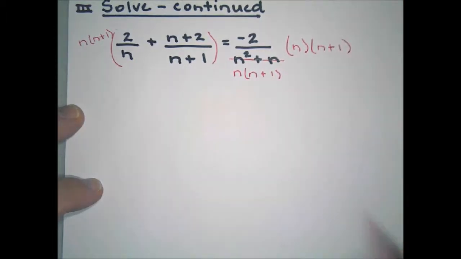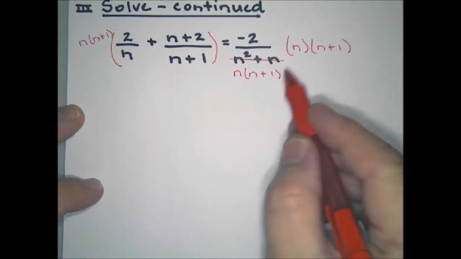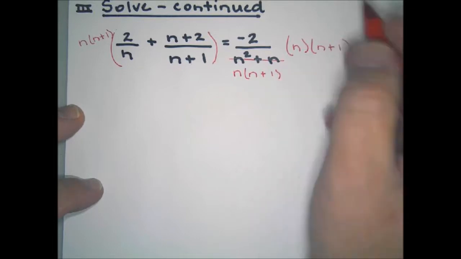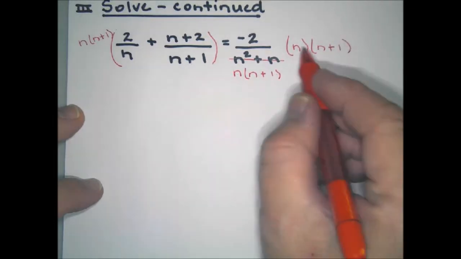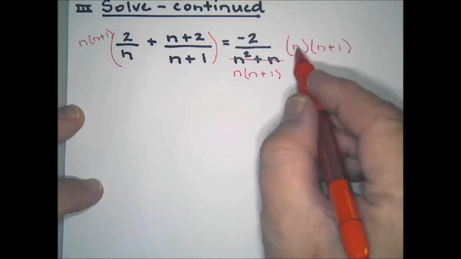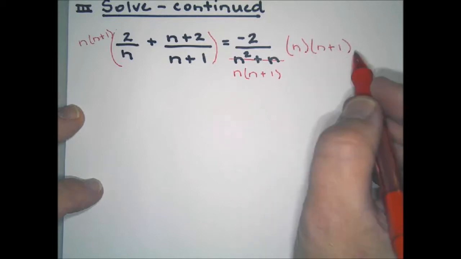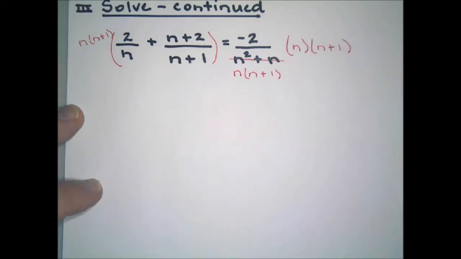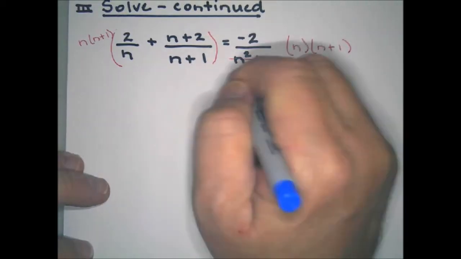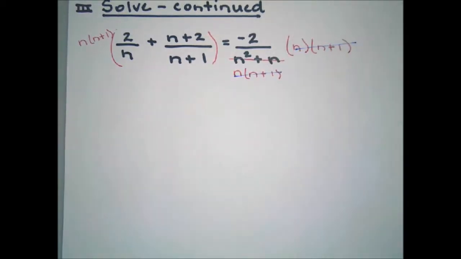Now over here on the right, it's really nice. Everything's going to cancel because what was down here on the bottom is the same thing as what I introduced to the problem on top. And so I'm going to be left with simply negative 2 on the right-hand side.